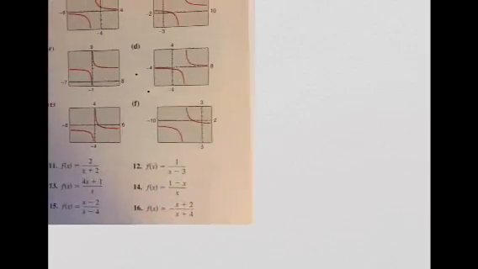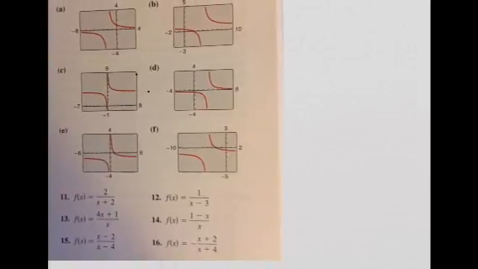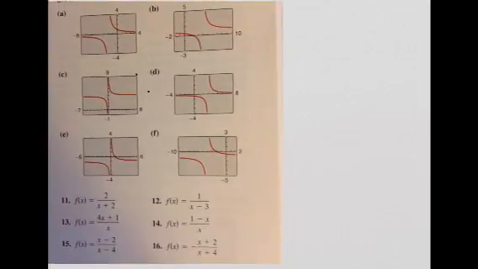Okay, so from 11 through 16, we have to match those graphs with the equations. So let me make this just a little bit bigger. Okay, so I look at number 11 and I notice that the denominator is x plus 2, so that means that x cannot be negative 2. So the vertical asymptote would be at negative 2. And the only function that has a vertical asymptote, and I'll draw it in blue, on negative 2 is a. Okay, so here's x negative 2, so that would be about here.